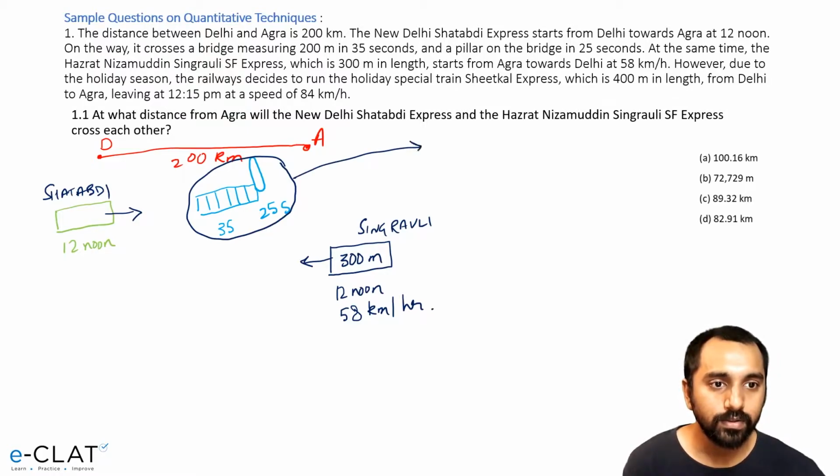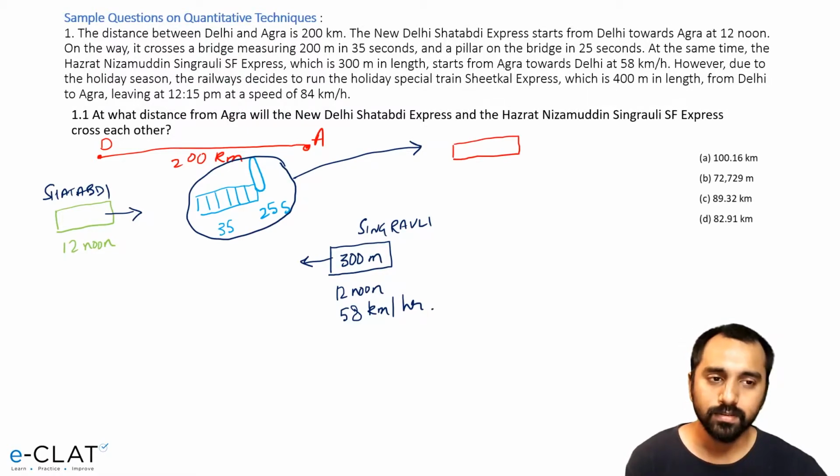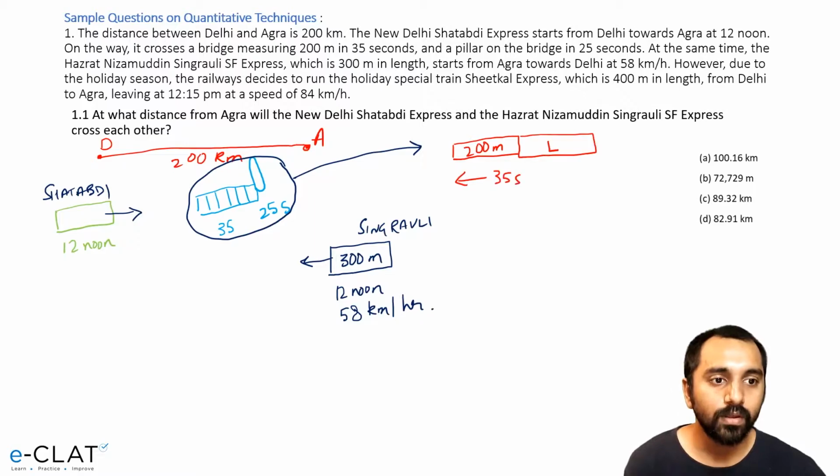Okay, so let's look at this over here. Let's assume this is the platform, which is 200 meters. Now it's taking 35 seconds. When we say 35 seconds to cross a platform, it also includes the length of the train. But in the second part, it says that it took 25 seconds to cross one pole.